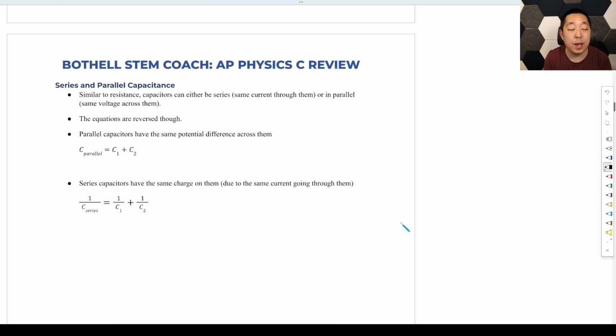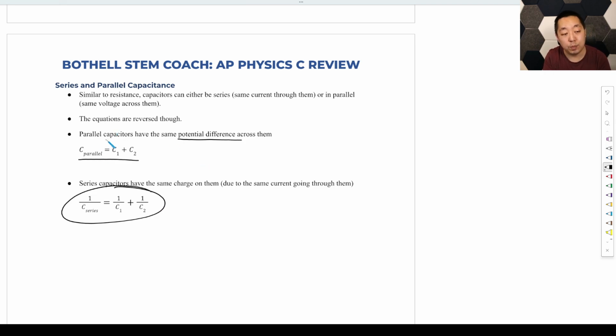Okay, then we might have capacitors. Similar to resistance, capacitors can either be in series or parallel. The equations are reversed. Parallel capacitors have the same potential difference across them, which means that they share the same connections on the top and bottom on each side. Parallel capacitance you add, series capacitance you add reciprocals. So it reverses the rules for resistors.